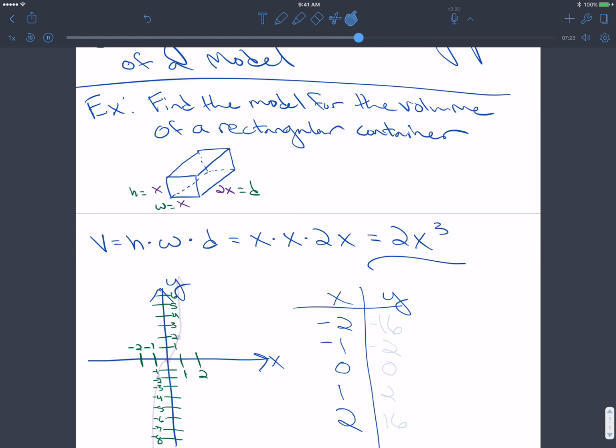So -2 gets me -8 times 2, which gets me -16. -1 cubed is -1 times 2, which gets me -2. 0 gets me 0. 1 gets me 2. And 2 gets me 16.